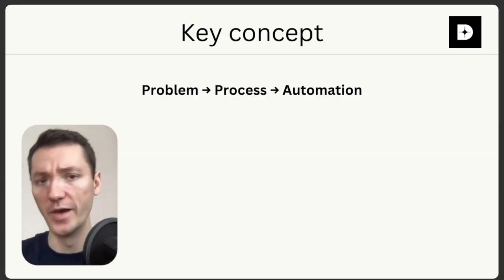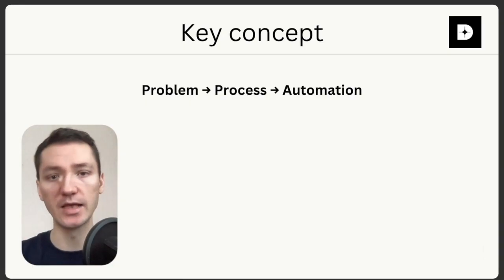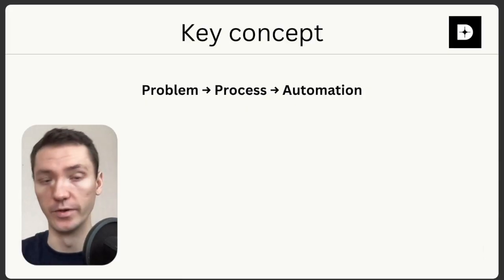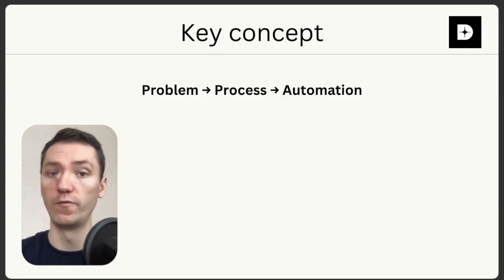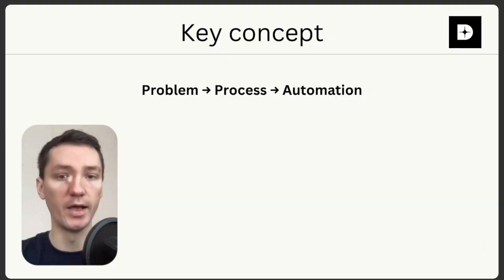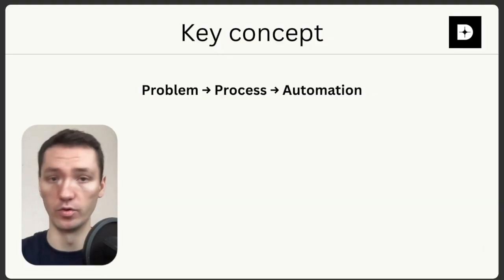We will go back to that in detail in the next episode, but right now I need you to understand the general concept, right? The concept is divided into 3 steps. So first is the problem, then the process, and then the automation.